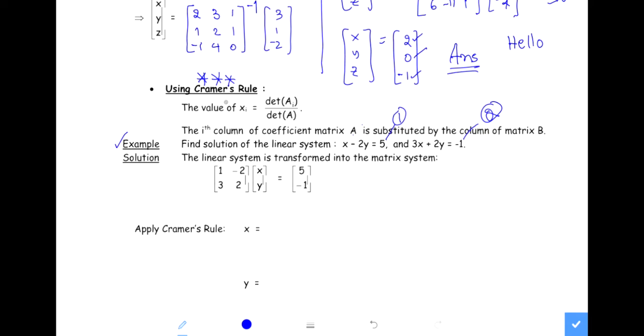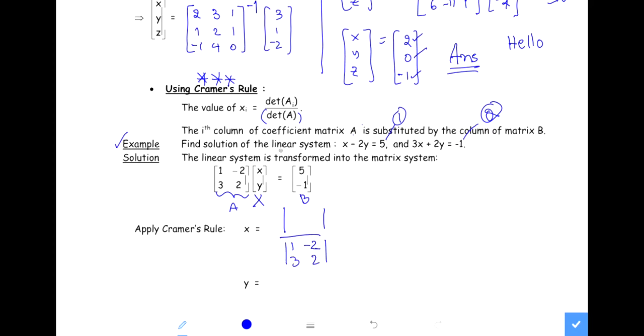So Cramer said if you want to get x, you have to do it like this. Find a determinant, right? Divide by the determinant like this. So let's start with this one, easy, right? A is here. This is your matrix X, and this is your matrix B. Okay. So det A is the determinant of 1, negative 2, 3, 2. Find the determinant of this one.